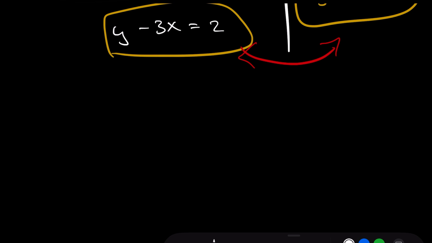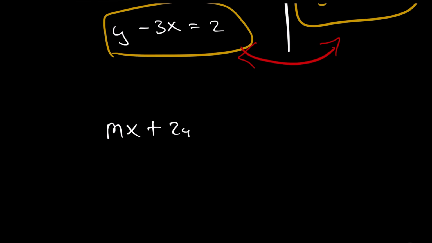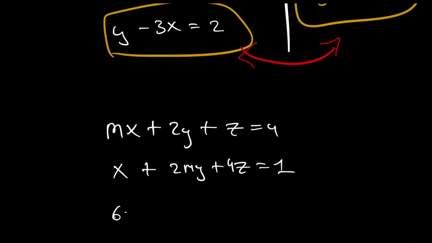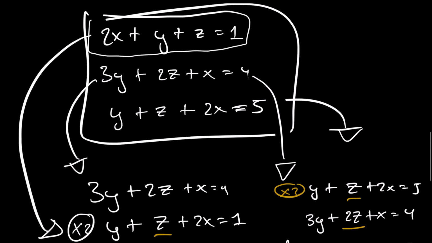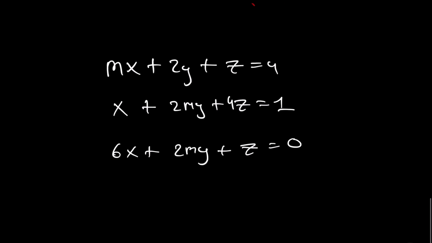And once again, we can also get asked, right? We have mx plus 2y plus z equals 4. Then we have x plus 2my plus 4z equals 1. And let's say 6x plus 2my plus z equals 0, right? We do the same thing again, guys. The same thing we did up here. We figure out the middle one, because remember, we're just trying to figure out a value for x or y.